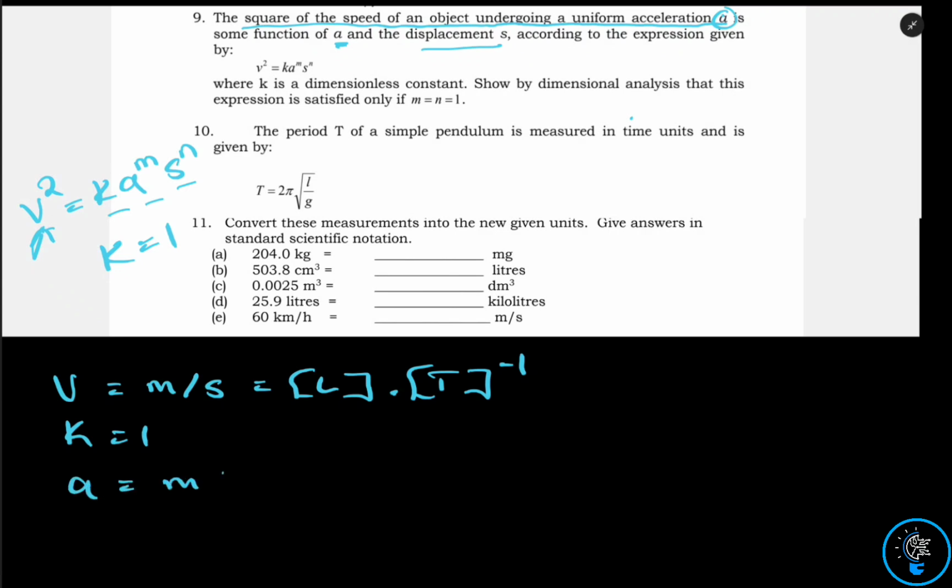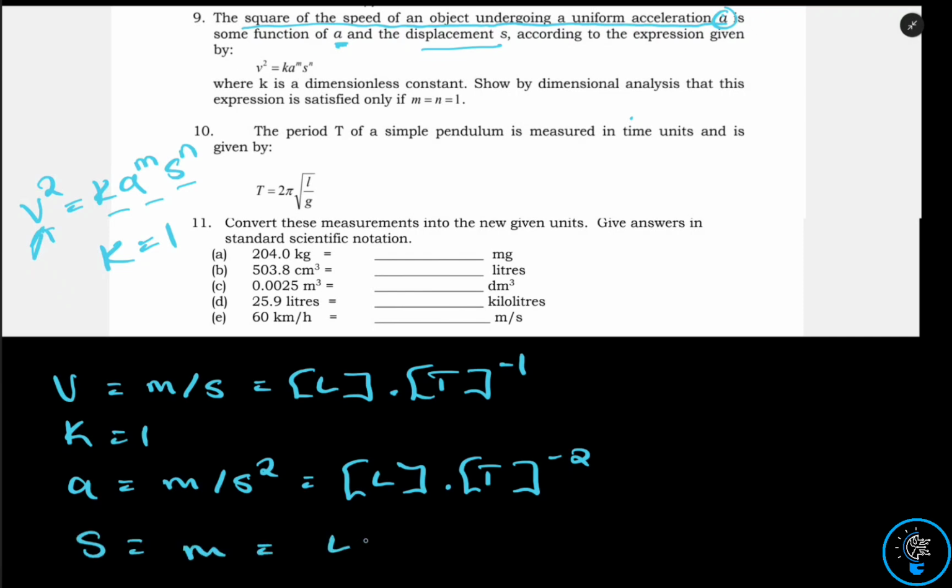Then m will be equal to meters per second squared, which means it's L dot t to the power negative 2. Then s represents displacement, which is in meters, so it can be written as L. Okay, so when you reach this stage, you can be given a mark. Now your next step will be plugging these dimensional formulas into your given equation. Remember, we are trying to check whether the equation is dimensionally correct. So let's plug them into our equation.